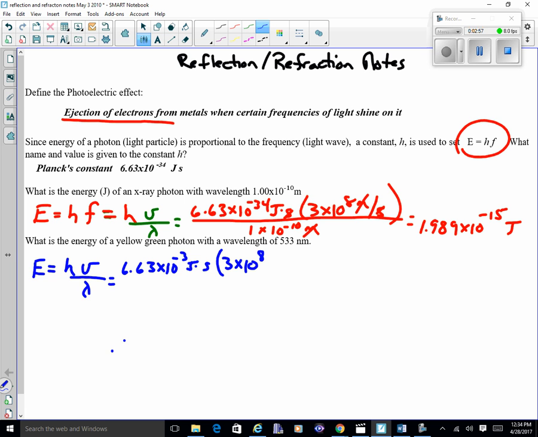Divide that whole thing. Now you've got a wavelength of 533, but it says nanometers. We've got to go back to that second week of school where we learned that nano means negative 9. So I'm going to do 533 times 10 to the negative 9th meters. Put all that together now, and you end up getting 3.73 times 10 to the negative 19th joules.